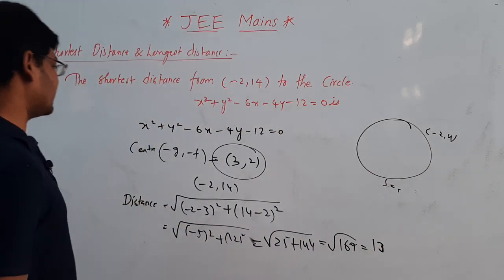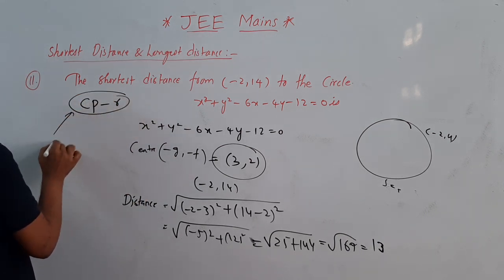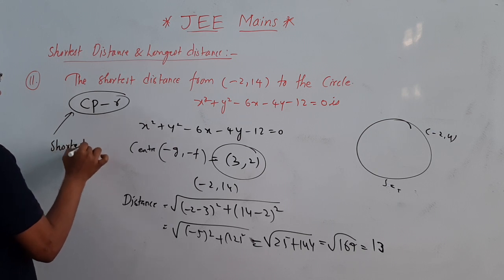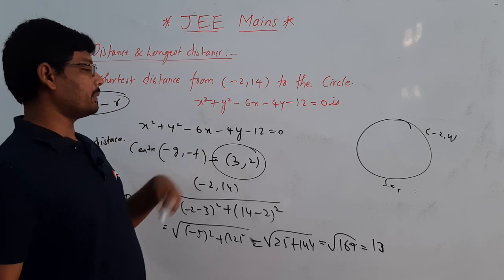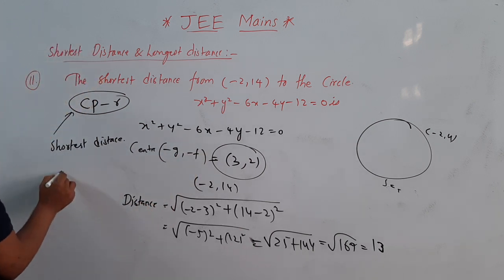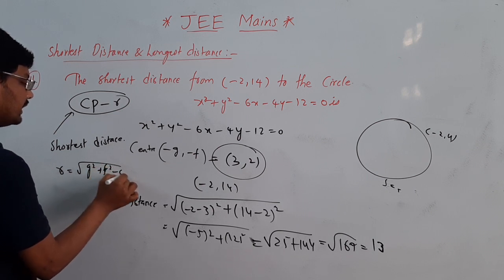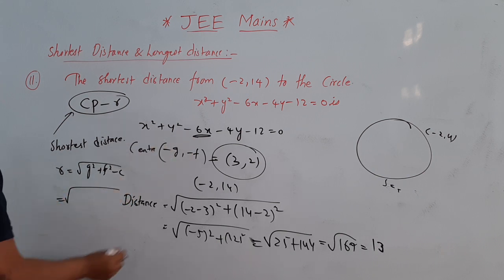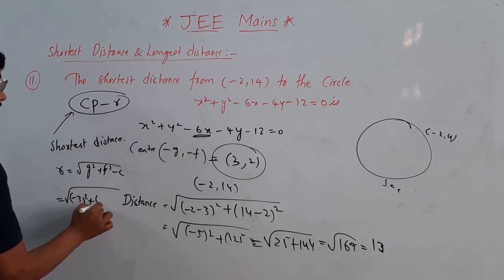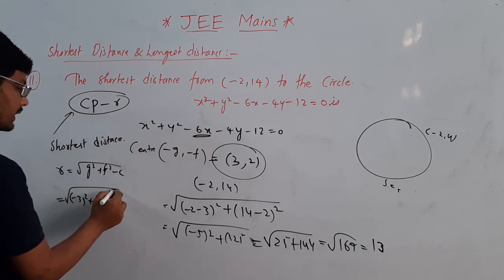Here the shortest distance formula is CP minus R. The shortest distance is CP minus R, where R equals the square root of g square plus f square minus c from the equation. So g square is minus 3 whole square, f is minus 2 whole square, and c is minus into minus, which becomes plus.